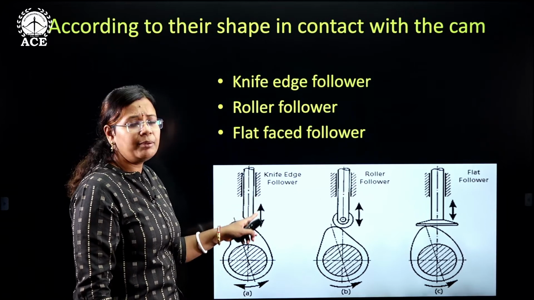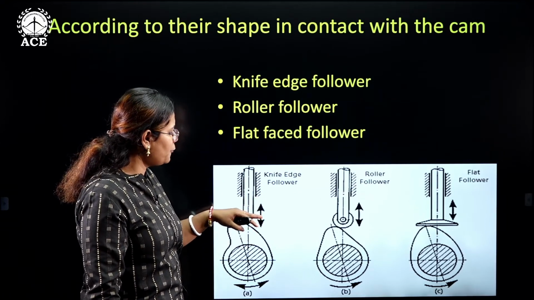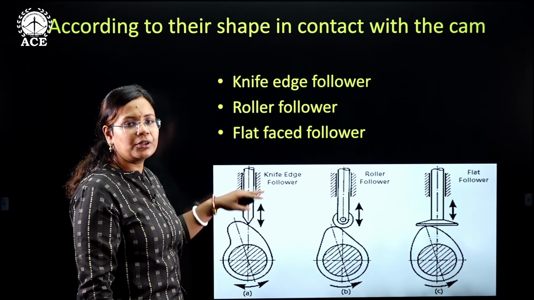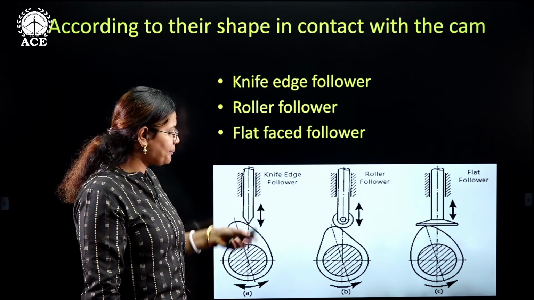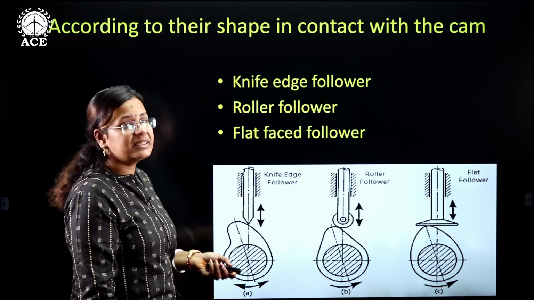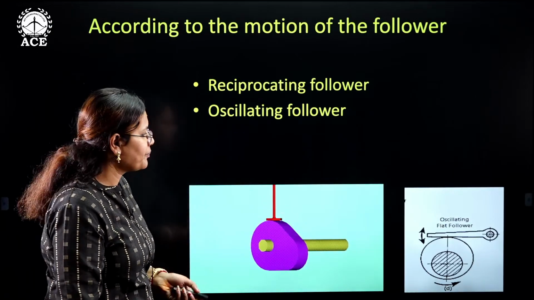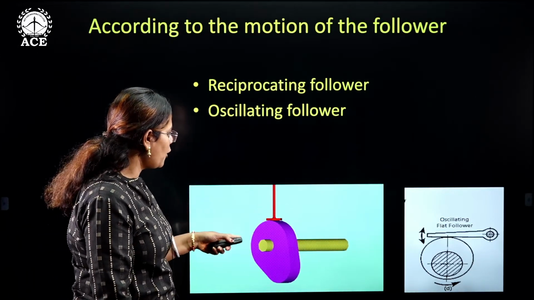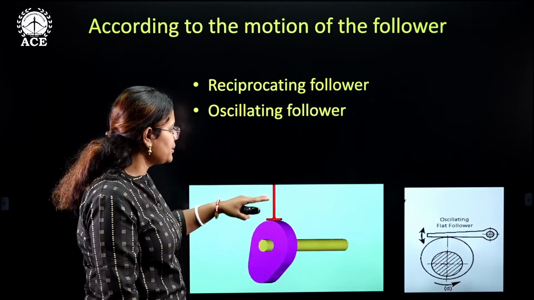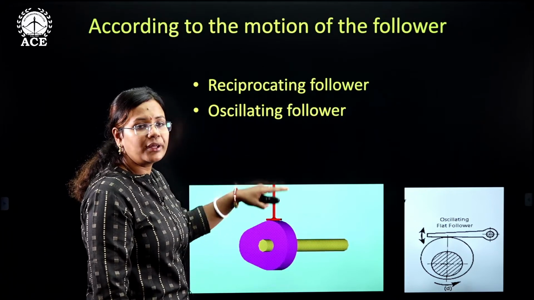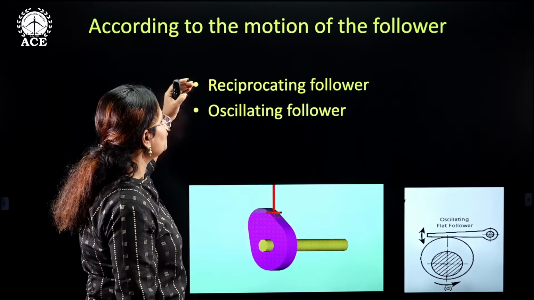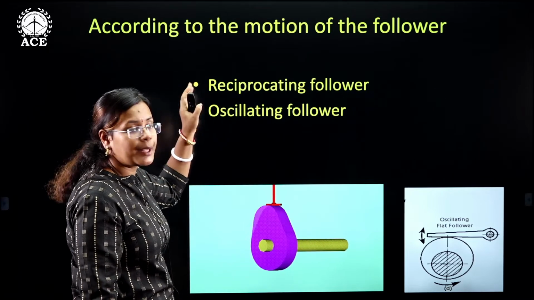You see this double-headed arrow, which is saying that the follower is going to move up and down, reciprocating in this way. So let us see what is the next classification, according to the motion of the follower. See, this is the motion of the follower. I told you that it is reciprocating. Let us say it is going up and down. So the first kind of follower is the reciprocating type of follower.